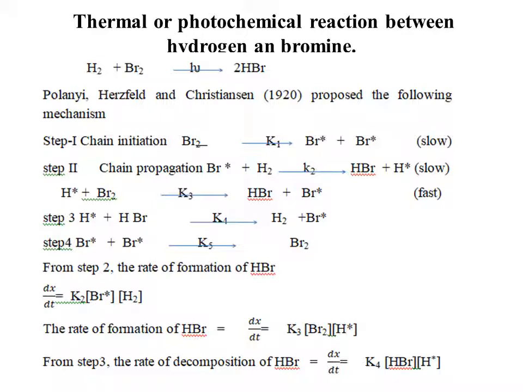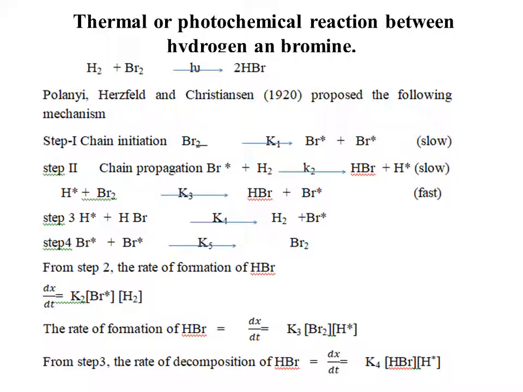Now in these two steps, in the first step bromine radical reacts with hydrogen to form HBr plus H*. In the next step, H* will react with the bromine molecule to form HBr and the Br radical is again regenerated. This is a fast reaction. Third step, H* plus HBr will be converted into H2 and Br*, the bromine radical again. Step number 4, Br* plus Br* will react to form the Br2 molecule.